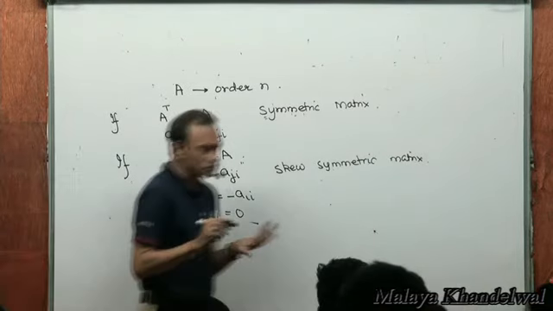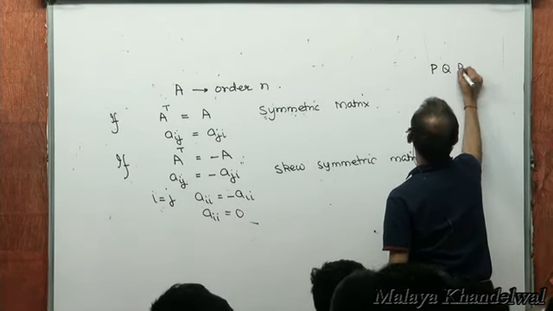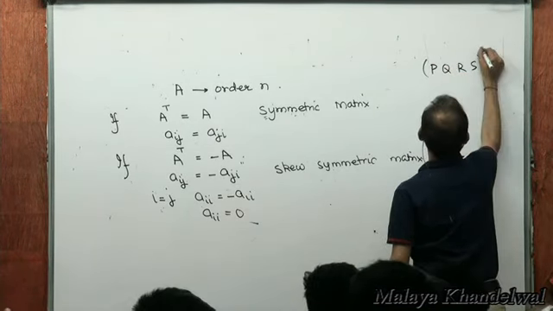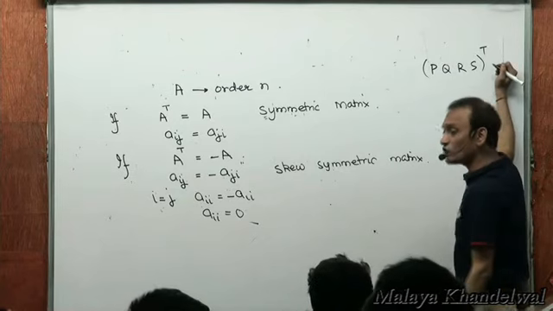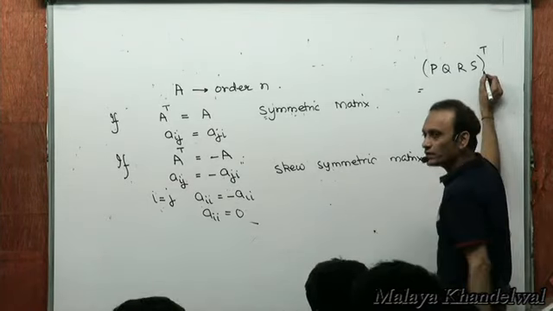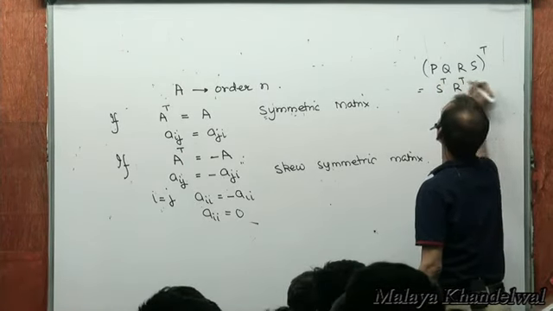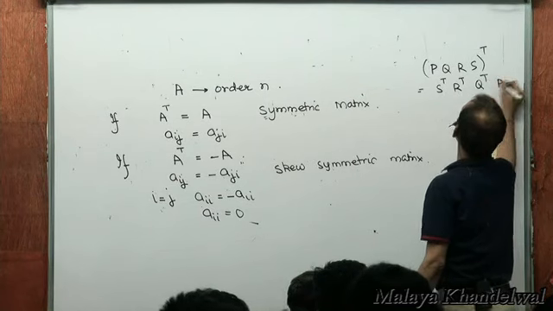Now in general, for transposition, let me also tell you, if I have P, Q, R, S, this whole multiplication is valid, let's say, and I transpose this, then no matter how many matrices I have, that's going to be S transpose, R transpose, Q transpose, P transpose.